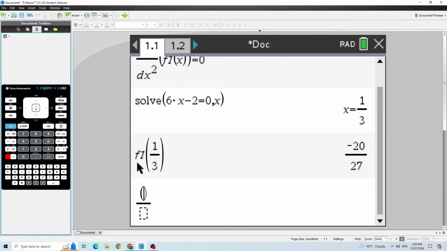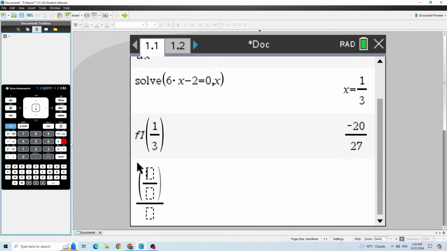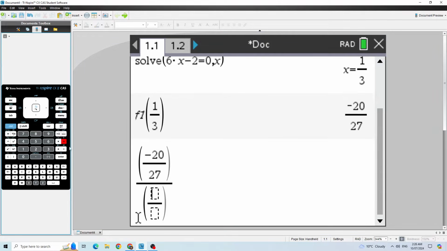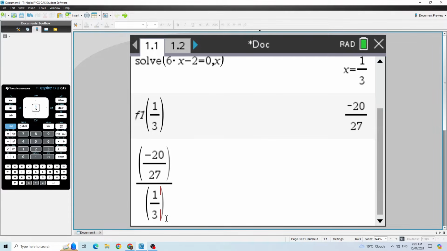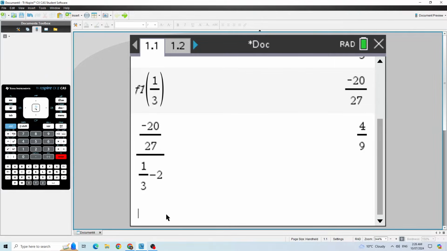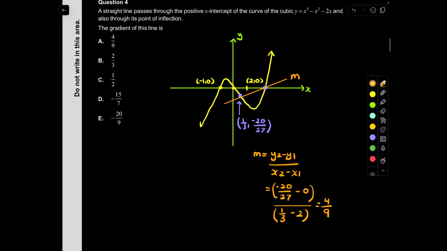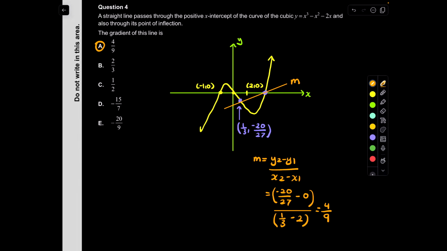So that's going to be -20, 27, 1 over 3 minus 2. And so that gives me 4 over 9. So the answer is 4 over 9. So which one looks like that? Looks like A is our answer.